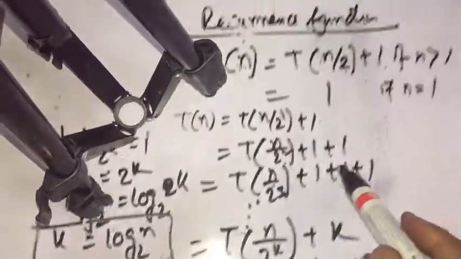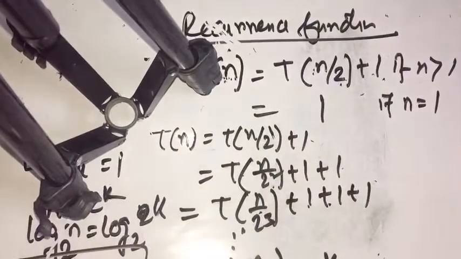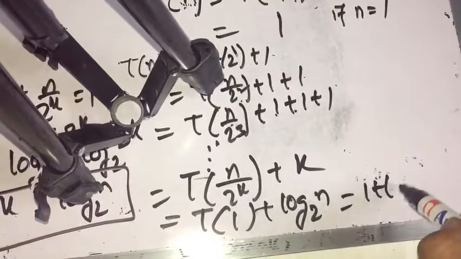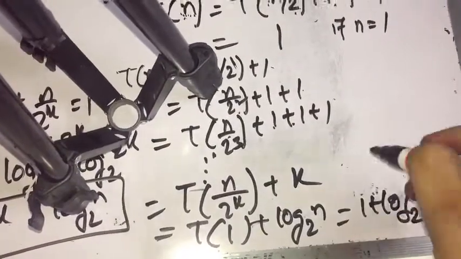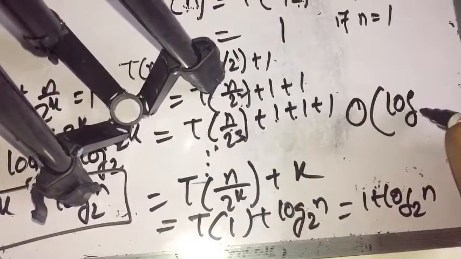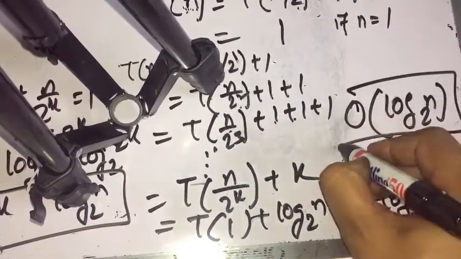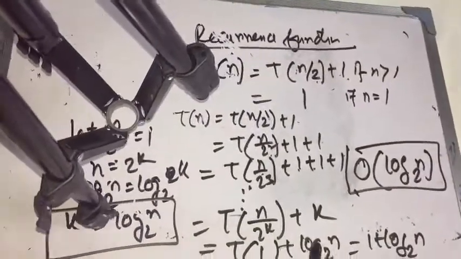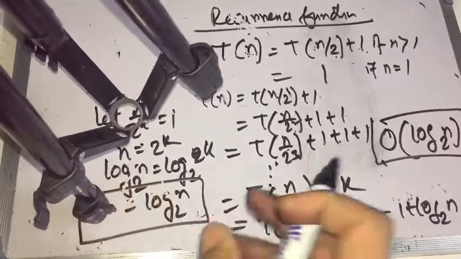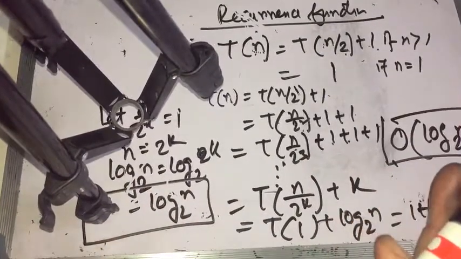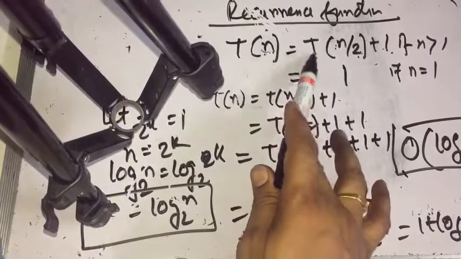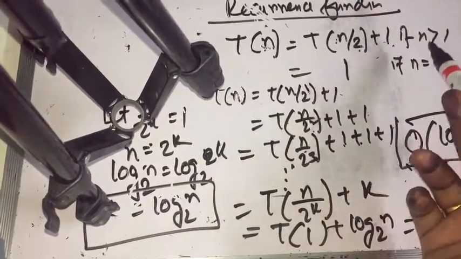Now T of 1 equals 1, according to the recursive function, when n equals 1. That is 1 plus log base 2 of n, and the maximum value of n is log n, so the time complexity is log base 2 of n. So this is the time complexity of binary search. This is a very important concept: how to find the time complexity of binary search. These are the steps of finding binary search time complexity. You have to find the T of n first of all. The T of n is T of n by 2 plus 1, if n is greater than 1, the number of elements.